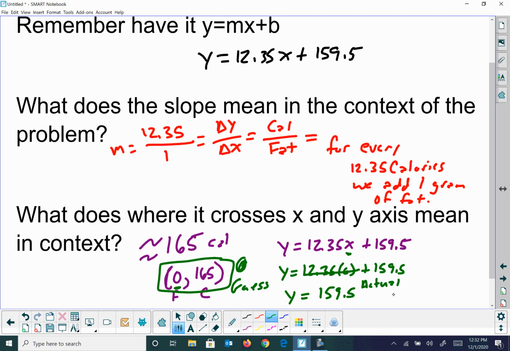Okay, so again, that means that if we had a meal with 0 fat, I'm sorry, I misspoke, it would be 159.5 calories. Okay.